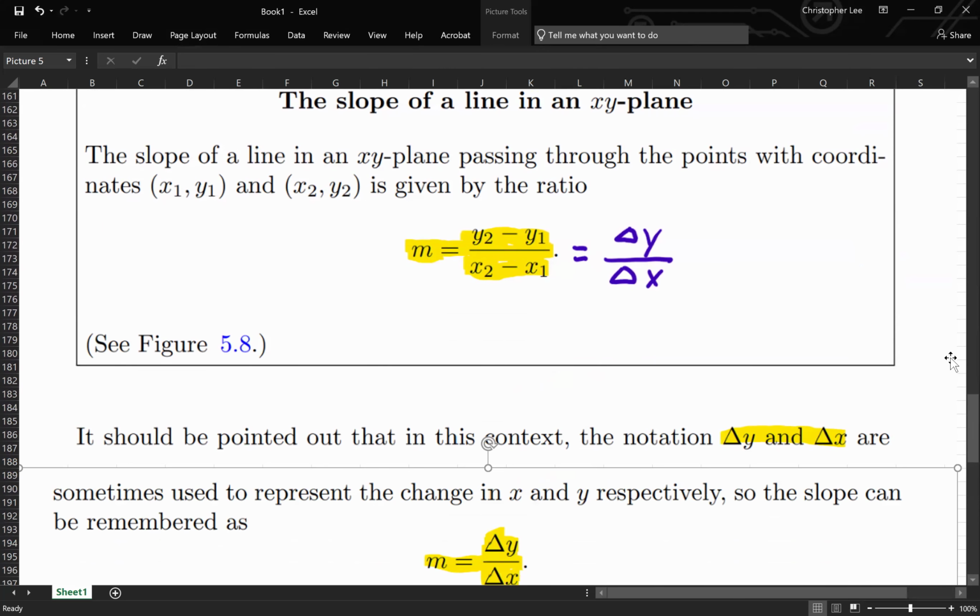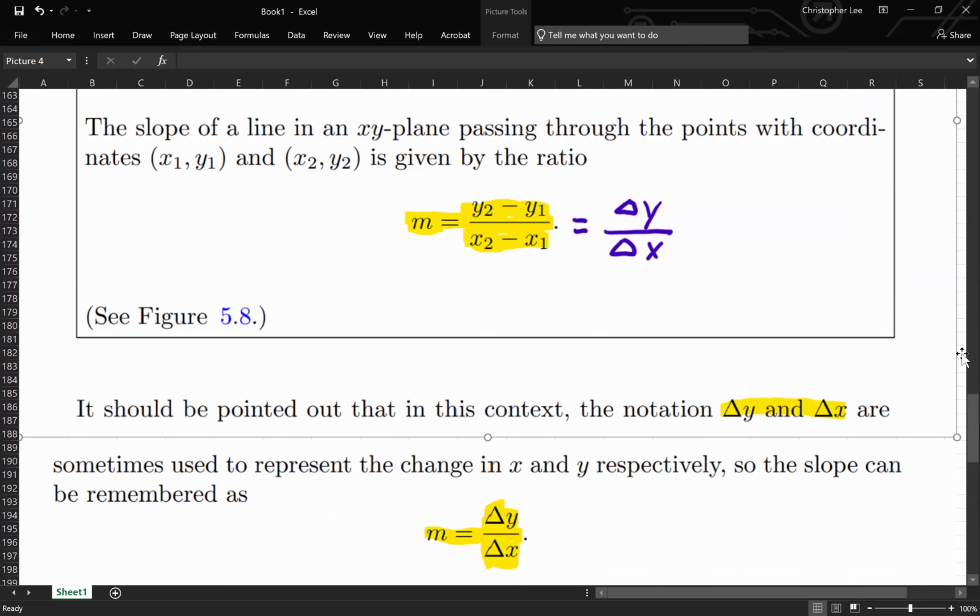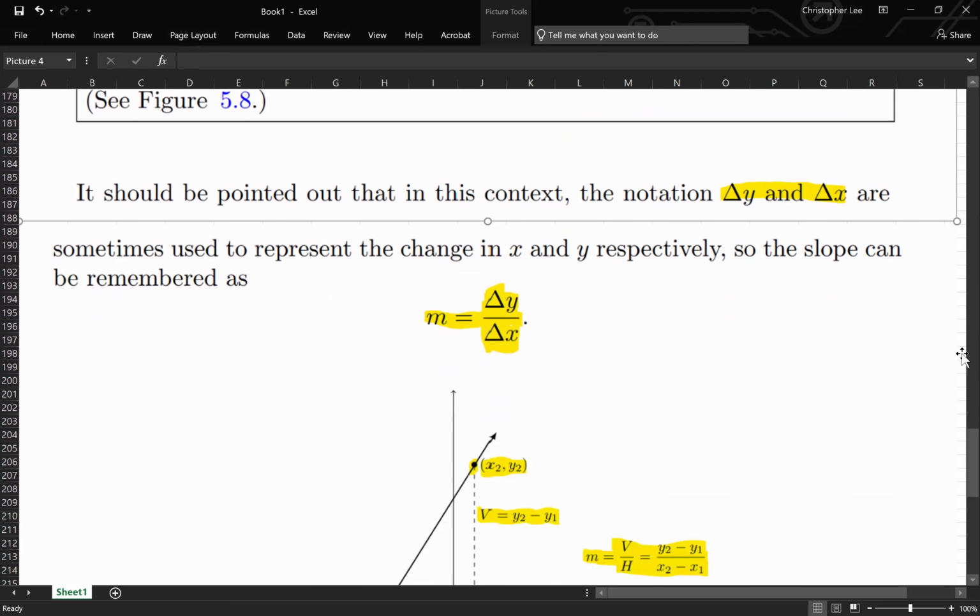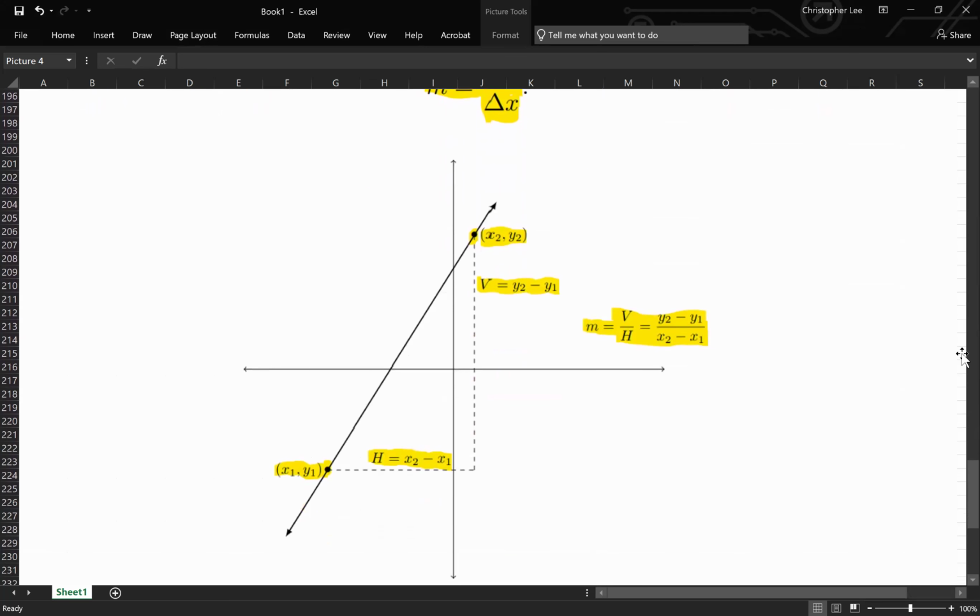So it should be pointed out that in this context, the notation change in y and change in x are sometimes used to represent the change in y and x respectively. So the slope can be remembered as the slope is equal to the change in y over the change in x. There you go. And this is what it means graphically, right?